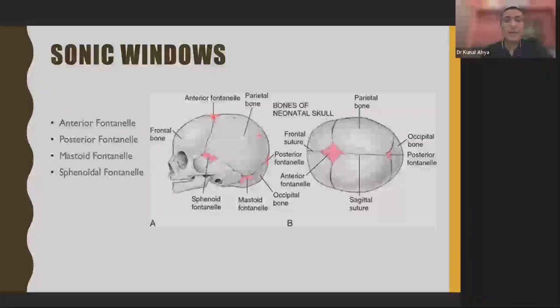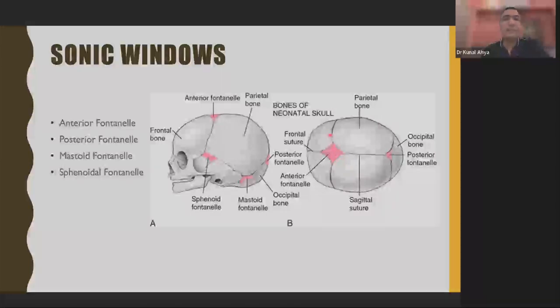Other sonic windows, which we'll talk about very briefly because they are not routinely done, include the posterior fontanel, which is situated over here. You will have to palpate it and keep your probe over here. So the commonest site for the marker should be in which position for this baby? Suppose you want to do an anterior fontanel scan.